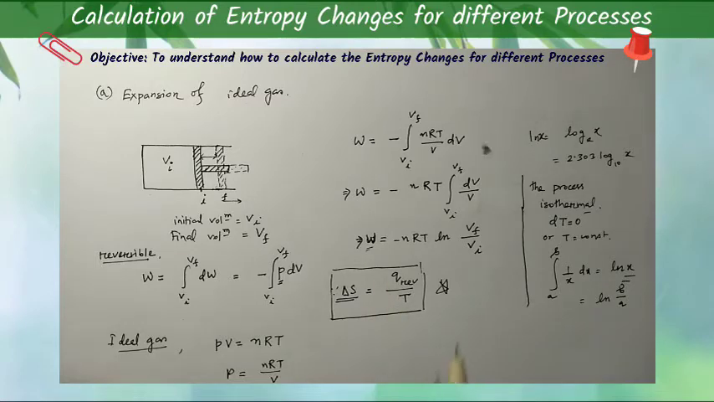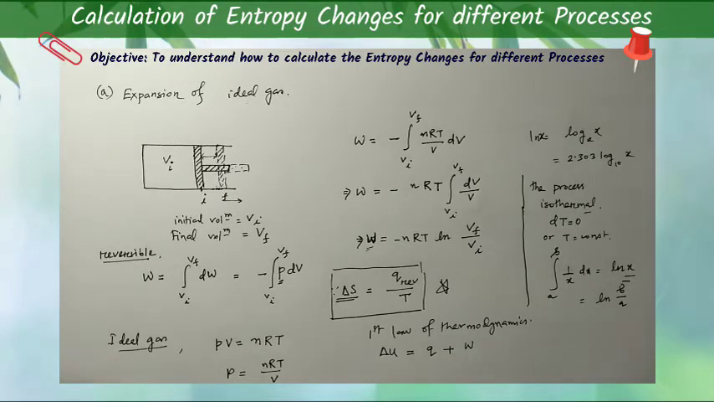Because we know from the first law of thermodynamics that del U is equal to Q plus W. That means the change of internal energy is equal to the heat for the reversible process plus W. So we can use this formula. Here we know that for this process the change of internal energy equals 0. There is no change of internal energy.